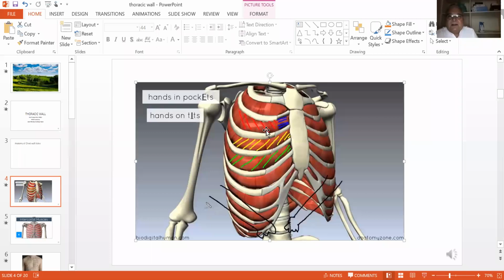Intercostal muscles are three. Can you hear me? And they are between the two ribs. That's why it's called intercostal. The intercostal vessels are between the middle and the third one, right? And they are used for respiration.